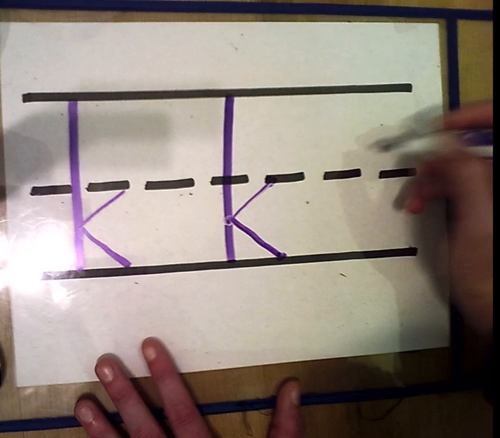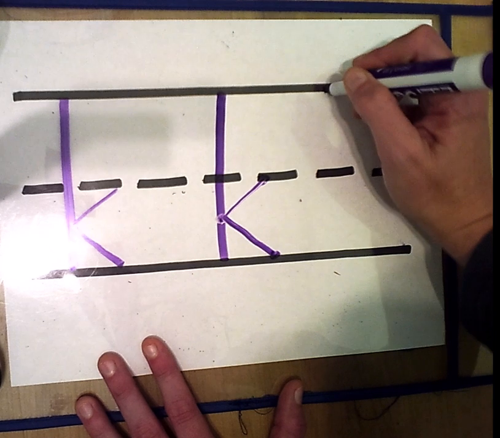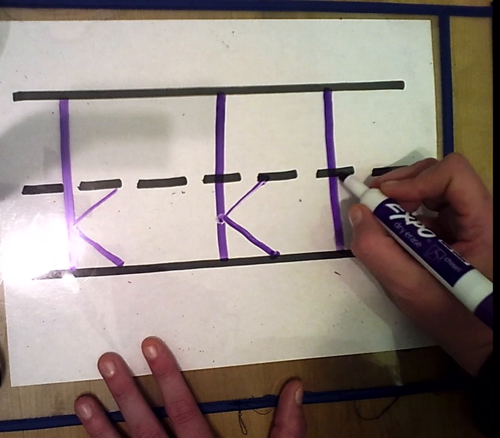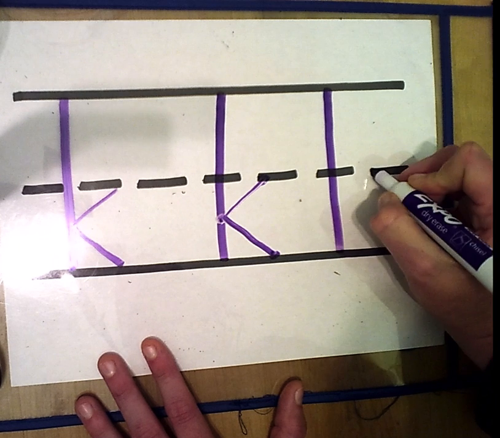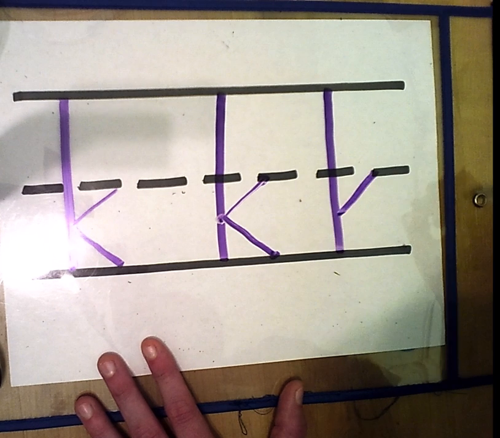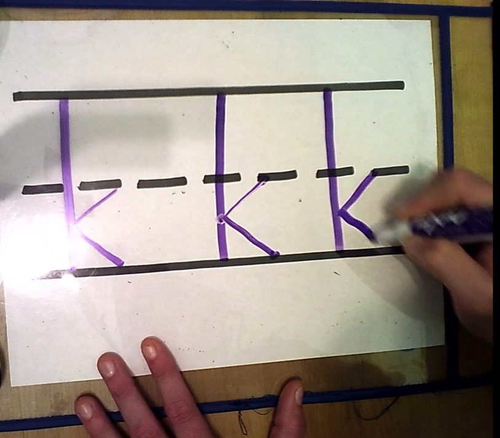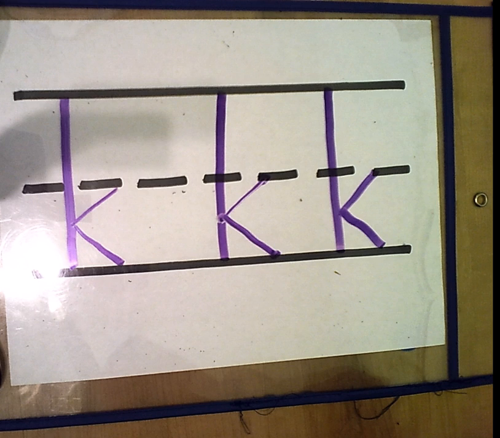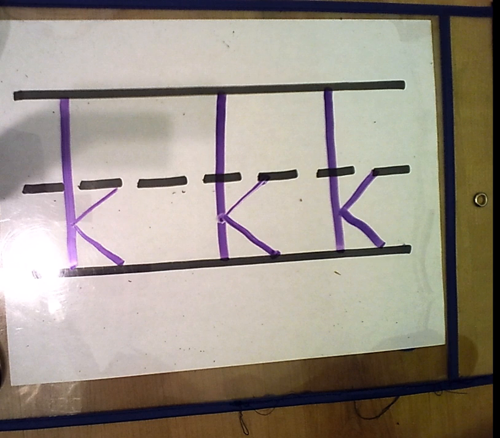Do it again. Touch, pull down. I'm going to trace out my line over the dotted line a little bit. Slant and slant. What sound does it make? Nice job. All right, big kids, you need to do your lowercase k's in your writing folder.